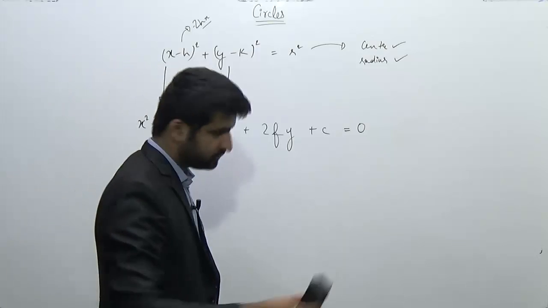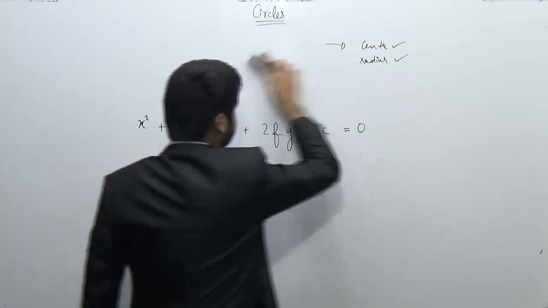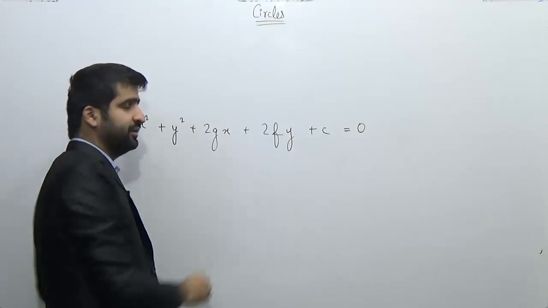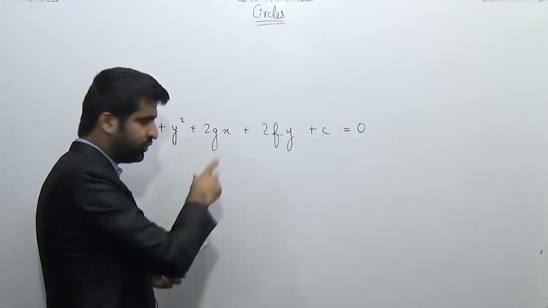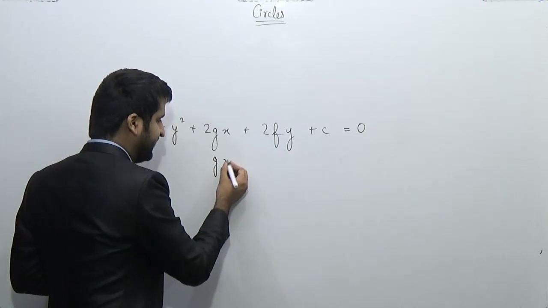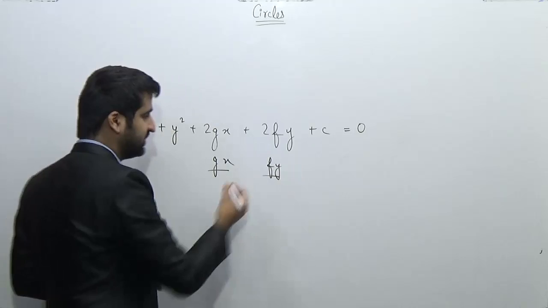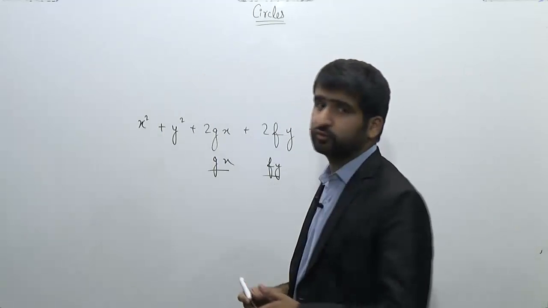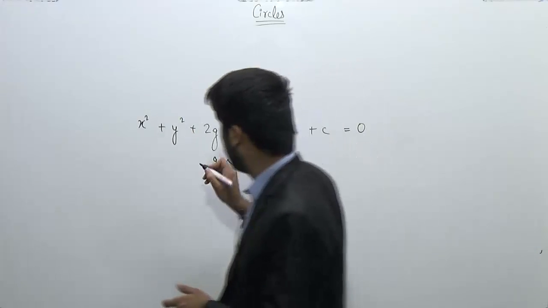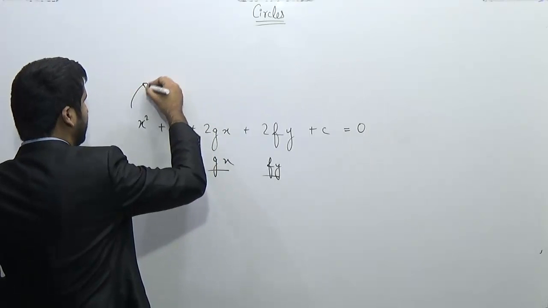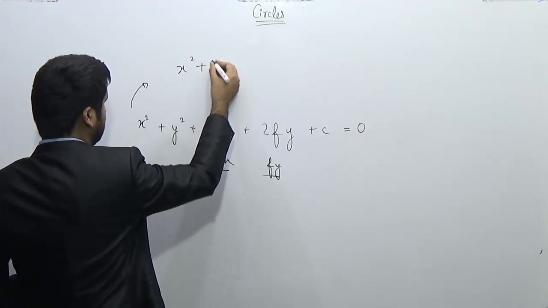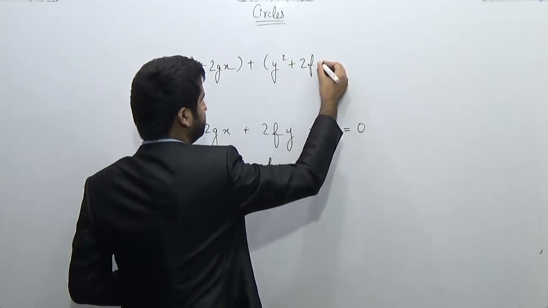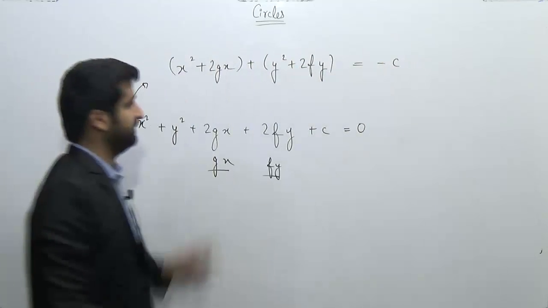Understood? So, now the basic doubt which everybody gets here is, why did we use 2g over here? Why didn't we use g or 4g or 8g? Why did we use 2g while we could have used gx and fy? Right? So this is the most common doubt everybody gets. The reason is that we want to complete the whole square. What do I mean by completing the whole square? I'll show you. If I club all the terms with x, x square plus 2gx, plus y square plus 2fy, and this value is equal to minus c, as you see.